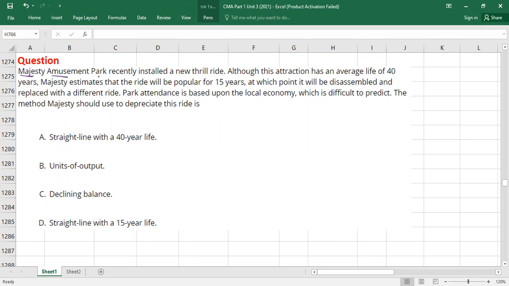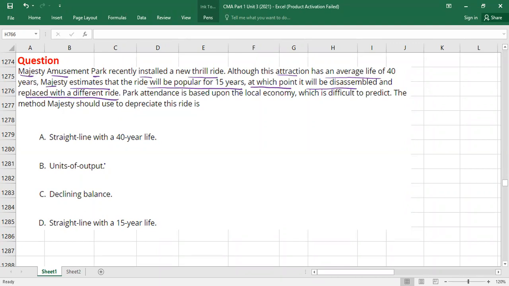Majesty Amusement Park recently installed a new thrill ride. Although this attraction has an average life of 40 years, Majesty estimates that the ride will be popular for 15 years, at which point it will be disassembled and replaced with a different ride. Now the economic life is 100 years, but you have to look at the useful life for you.